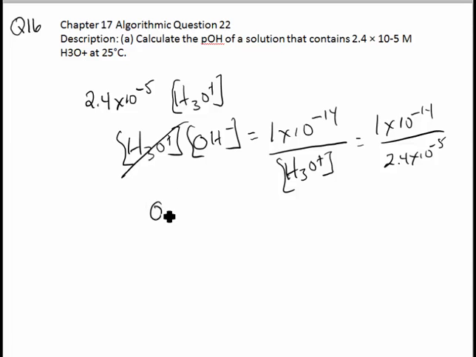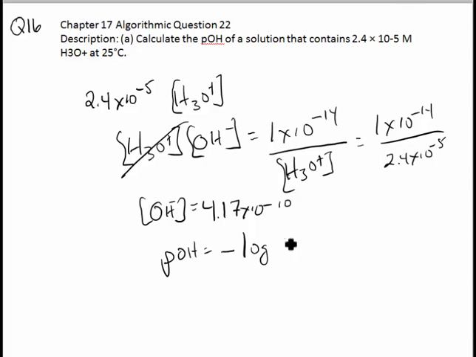So OH minus concentration is equal to 4.17 times 10 to the minus 10, and pOH is then equal to minus the log of that OH minus concentration, so it's minus the log of 4.17 times 10 to the minus 10. And in this case, that turns out to be pOH equal to 9.38.